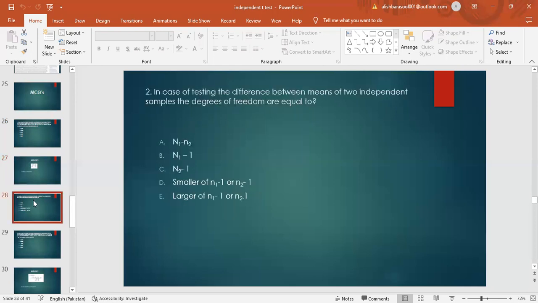In case of testing the difference between means of two independent samples, the degrees of freedom are equal to: A, N1 minus N2; B, N1 minus 1; C, N2 minus 1; D, smaller of N1 minus 1 or N2 minus 1; E, larger of N1 minus 1 or N2 minus 1. Anyone? E. No, it's D, smaller of N1 minus 1 or N2 minus 1.